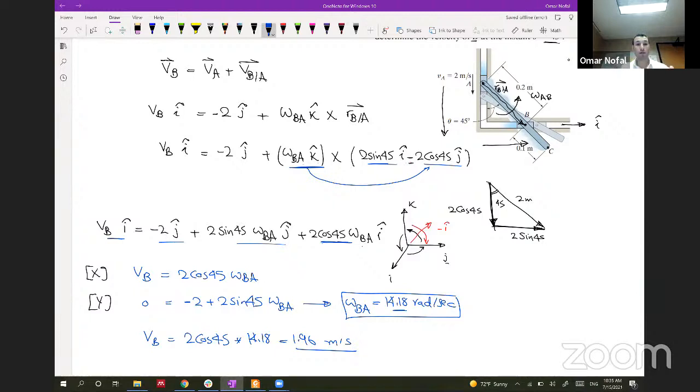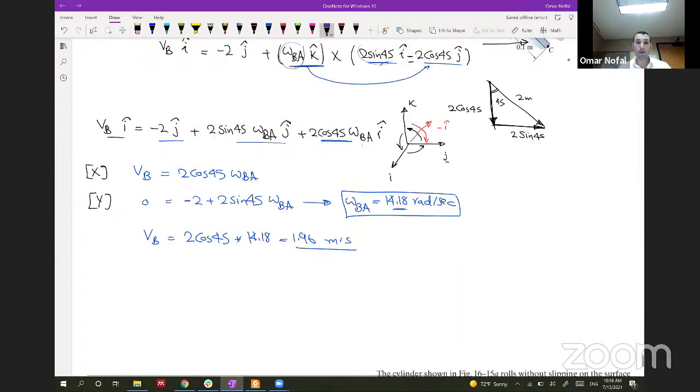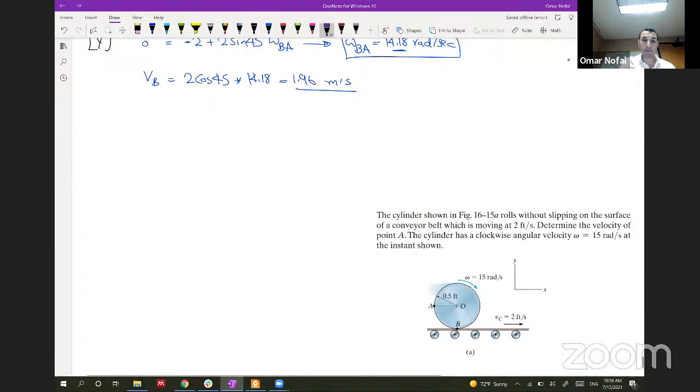We construct the relative velocity equation between B and A, and we got some components in the I and some components in the J hat. You should be able to do the cross product and know the directions, because if you get the directions wrong, it will affect your final answer. Also be sure that you included the magnitudes. So we multiply the magnitudes, omega BA 2 sine 45, to get the magnitude, and multiply K hat by I hat to get the direction. So that's it for this problem, let's solve another problem.